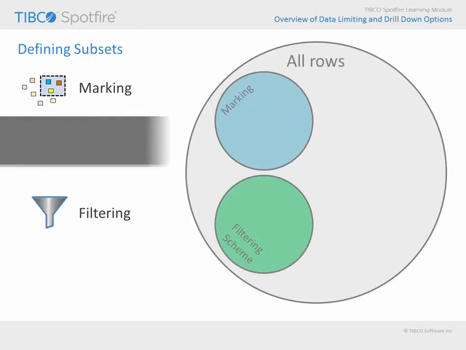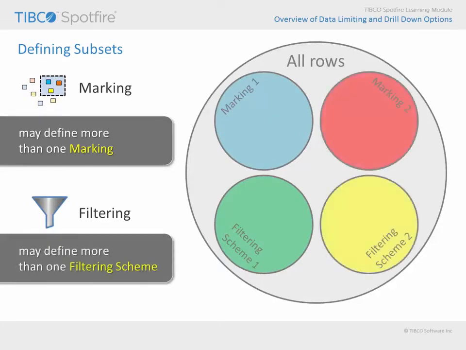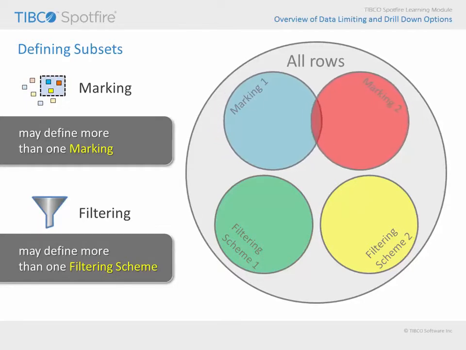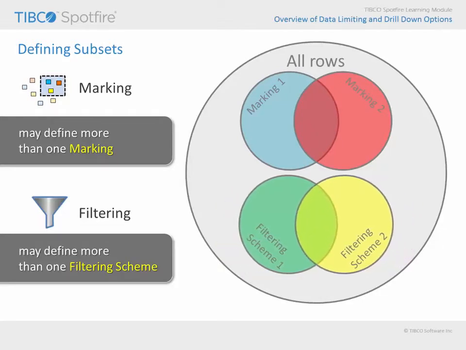However, Spotfire also provides the ability to define more than one marking and the ability to define more than one set of adjusted filter settings, known as filtering schemes. So the picture gets a little more complex, but still manageable. Now we need to factor in that some visualization configuration options can be applied which allow you to leverage more than one marking to identify data of interest, thus presenting the rows defined by the intersection of the two marking subsets. Additionally, multiple filtering schemes may be applied to limit data, thus identifying rows which meet all of the filtering criteria in both filtering schemes.